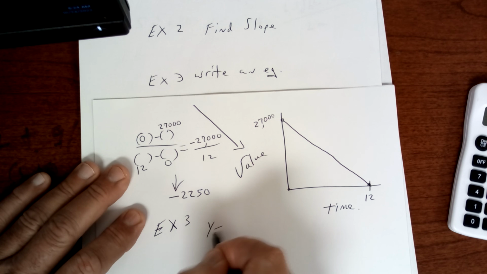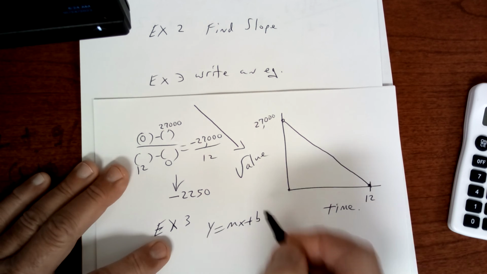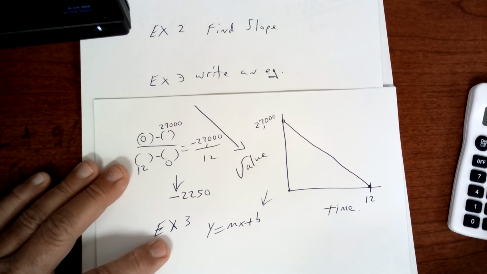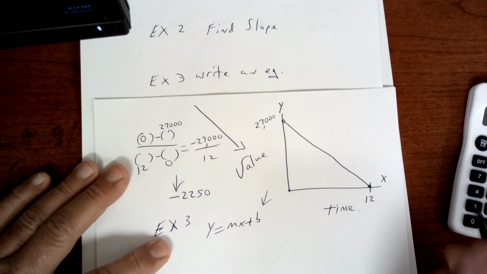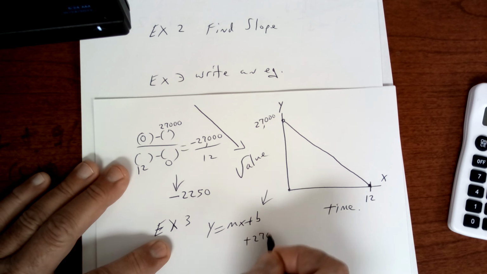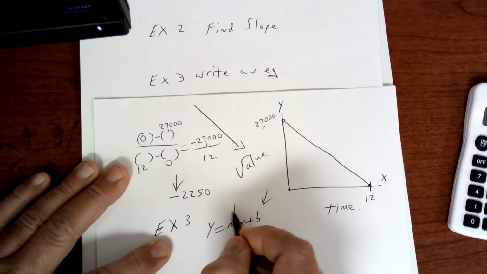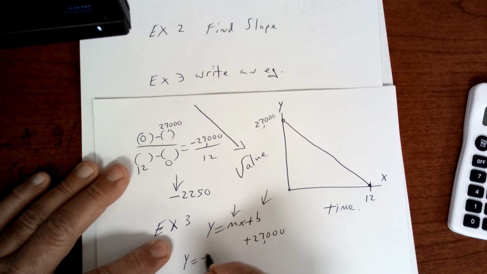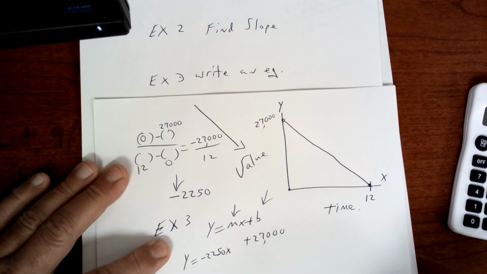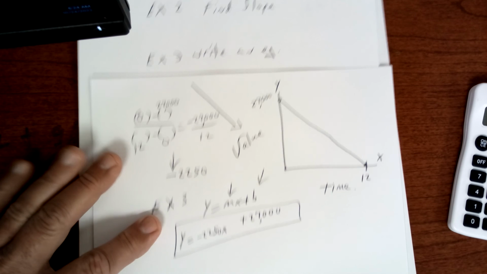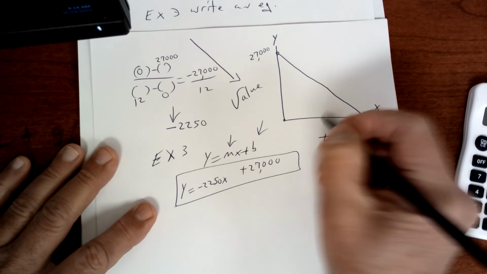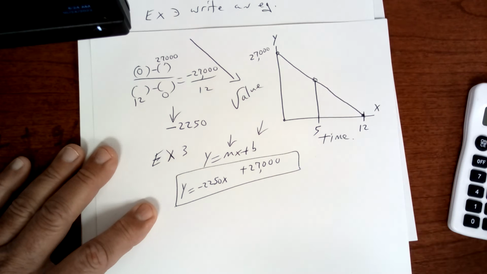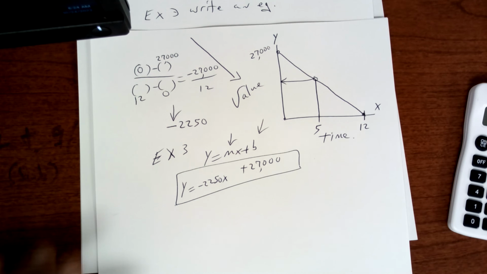Y equals mx plus b. B is your y-intercept. Okay? So in this case, your y-intercept is right here. Okay, this is your y. Your x is flat. So it's going to be plus 27,000. Your slope is what we just found. So it's going to be y equals negative 2250 x plus that. There it is. There's your equation. Okay? So if you go 5 years, you'd multiply by 5. And somewhere up here is where it would hit. And that would be the value over there. Okay, and that's how you read that.